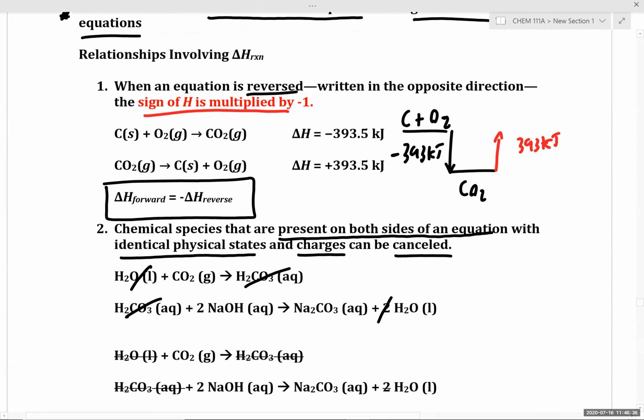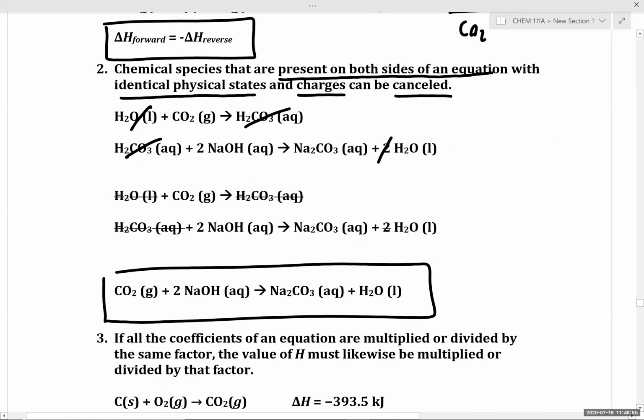Yes, so going back up would be the decomposition of carbon dioxide to carbon and oxygen. Yes, that's exactly right. Did that address your question in the chat? Perfect. Okay, so we're used to canceling species with identical formulas and physical states on each side.